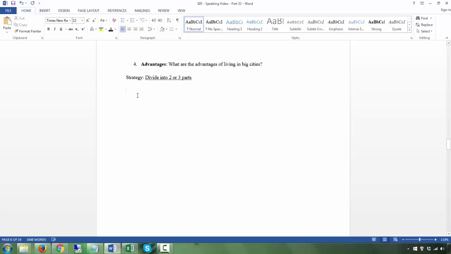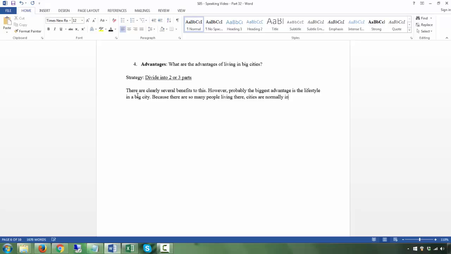Next question is the one on advantages. What are the advantages of living in big cities? Okay, so let's start with the answer. There are clearly several advantages, or actually benefits. We use a synonym there to this. However, probably the biggest advantage is the lifestyle in a big city, because there are so many people living there.